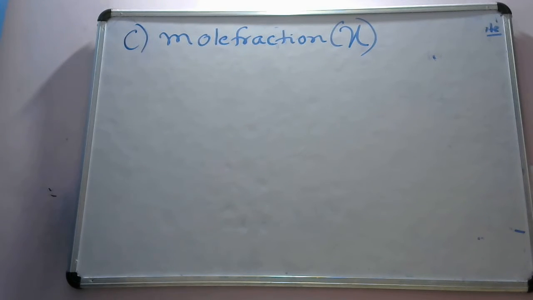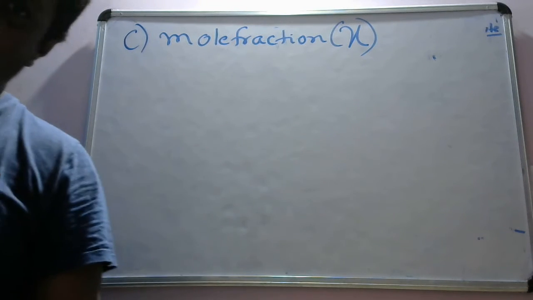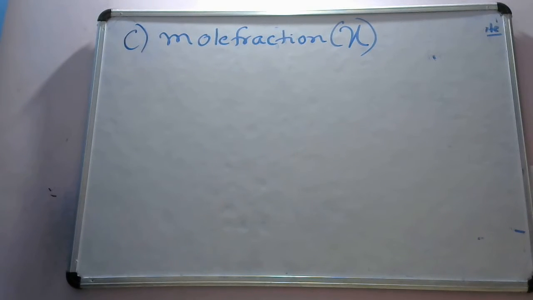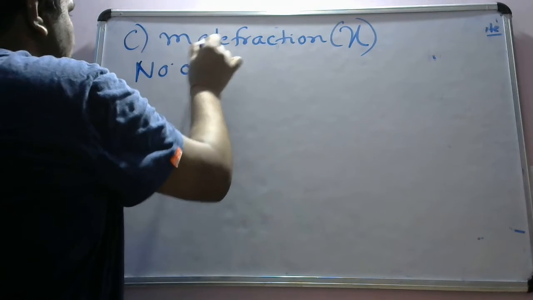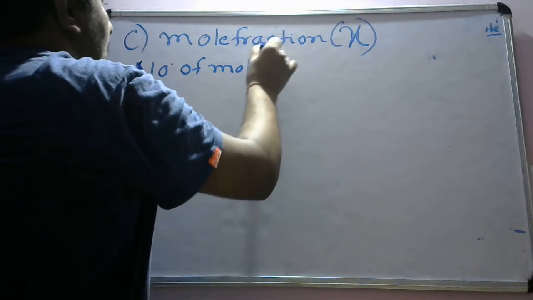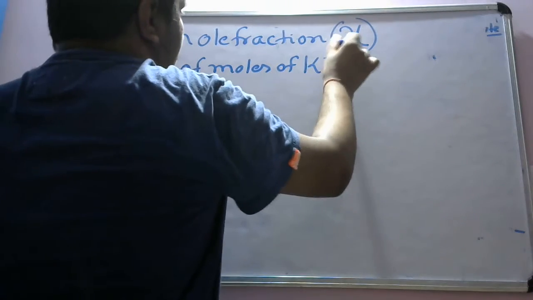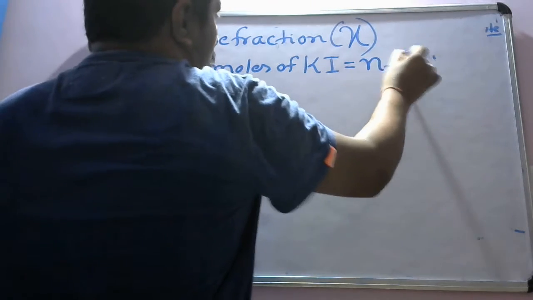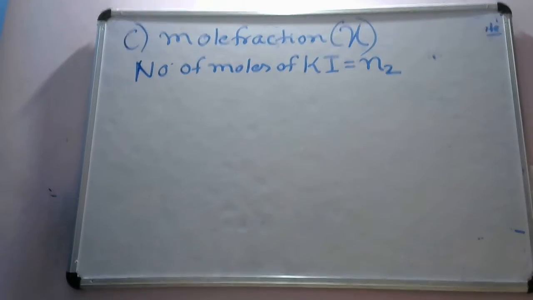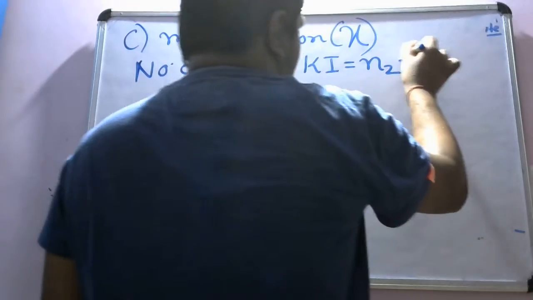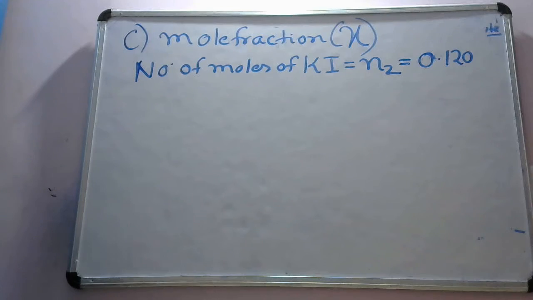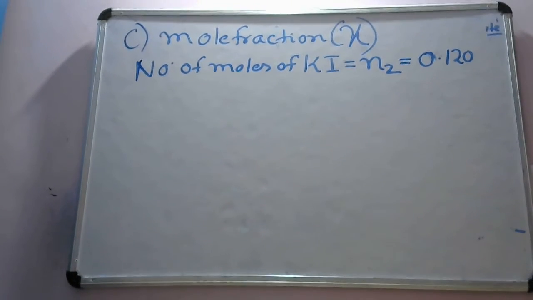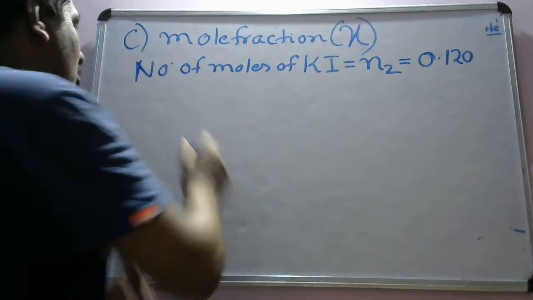Now to calculate mole fraction, what do we need? We need number of moles of solute as well as number of moles of solvent. Number of moles of solute, that is KI, is known to us. Number of moles of KI, let us give it a symbol N2. 2 for solute, N is number of moles. So N2 is number of moles of solute, 0.120. We already have it. Now we need number of moles of solvent, that is water.